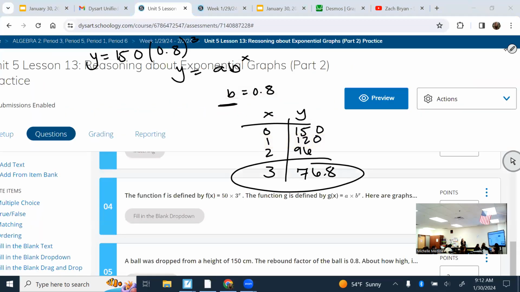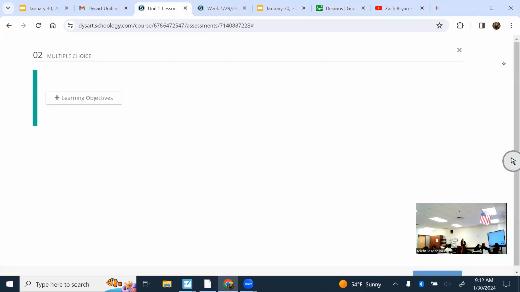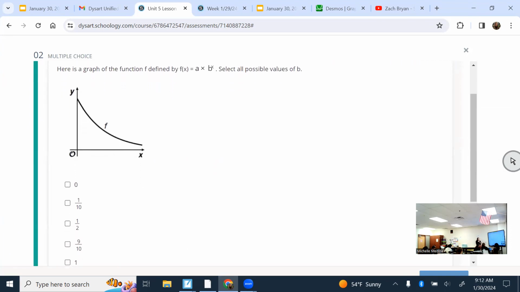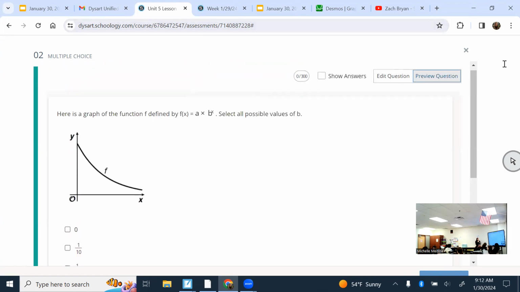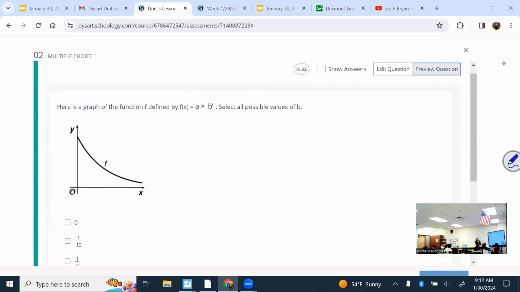So number 2 on lesson 13. Here's a graph of the function f of x. It doesn't give you values for a and b, but the way it's set up is like our exponential function. So we know that b stands for what? Common factor. Now, in the first part of this lesson, it has the same title for 12 and 13, it's just part 1 and part 2. We really focus on the B and properties of it.